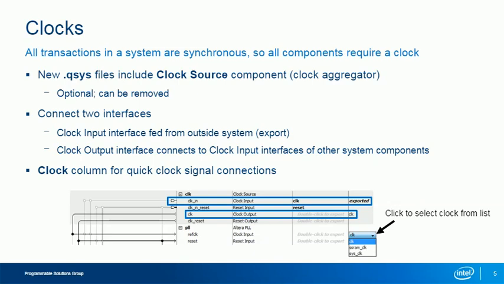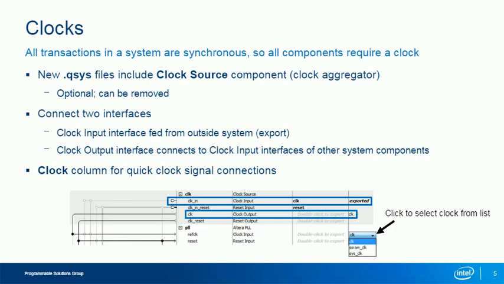The clock source component is essentially a clock interface aggregator. It is used to distribute a single external clock that enters the system to the clock interfaces of other components in the system. Without a clock source component, the clock input interfaces of all components in the system would need to be exported individually to connect to the external clock.